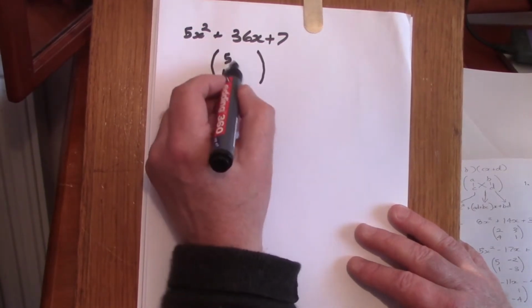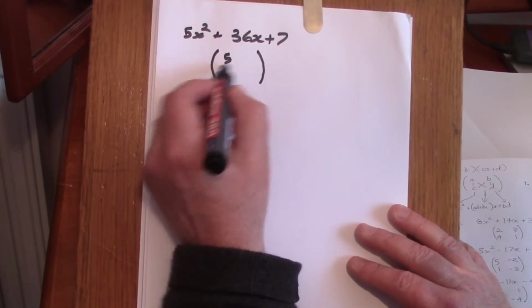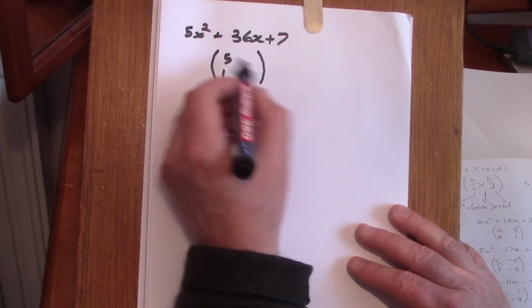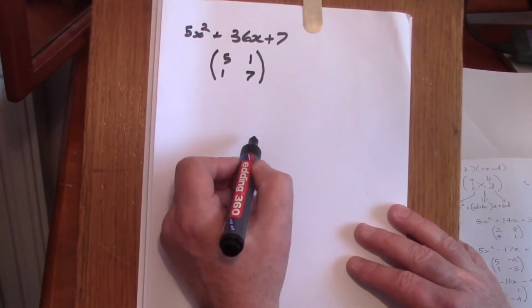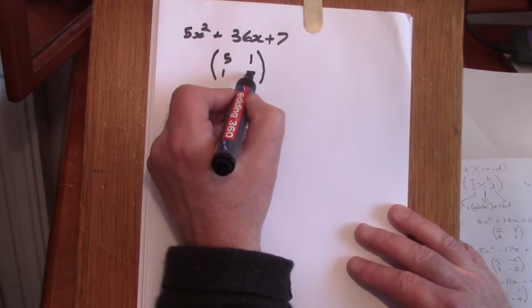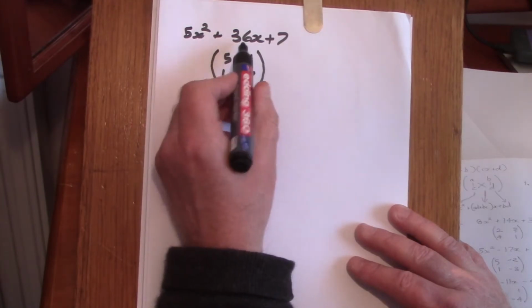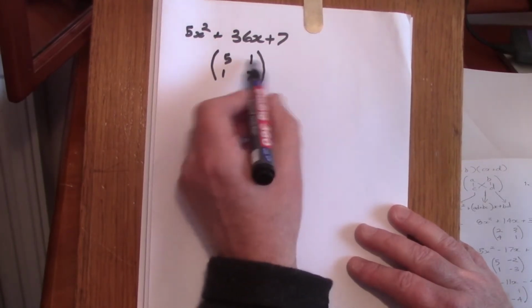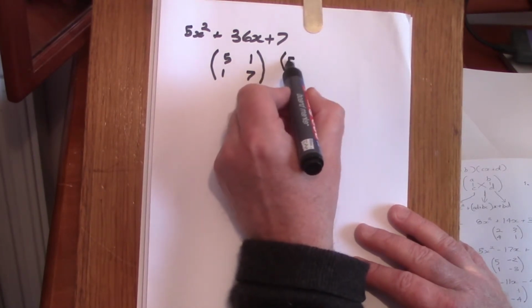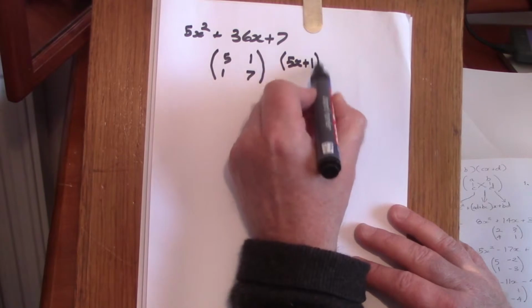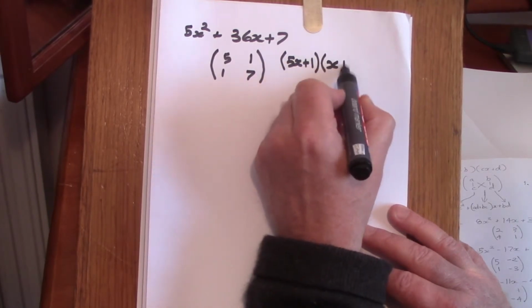And then we consider the cross product. The only way we're going to get 36 is with a 7 here and a 1 here. So 5 sevens are 35, plus 1 one is 36. And from that we can immediately write down the factored form as 5x add 1 times 1x plus 7.